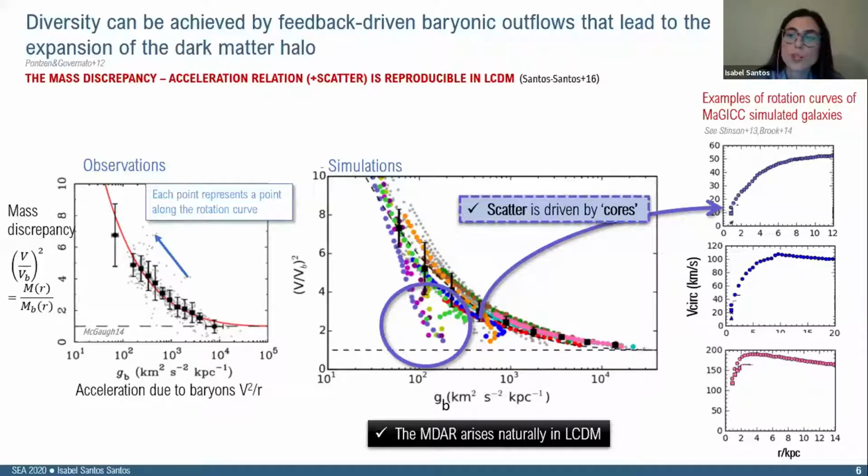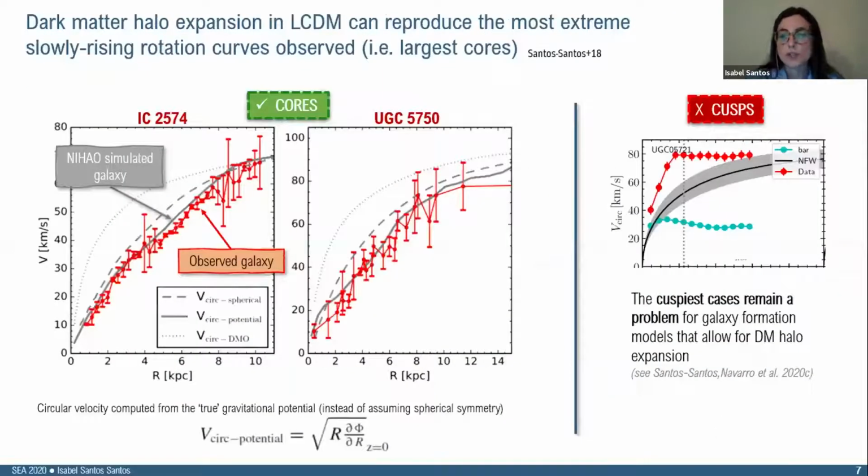And this was also relevant because this relation has been used by some authors as a claim against cold dark matter and favoring alternative models like modified Newtonian dynamics. Another relevant result that we found was that the most slowly rising rotation curves observed were reproducible within lambda CDM.